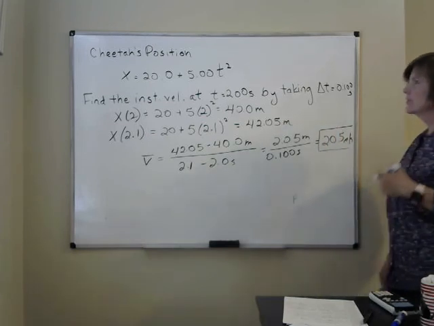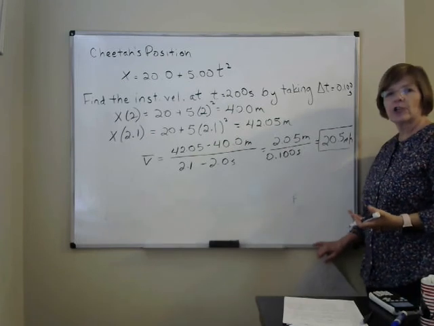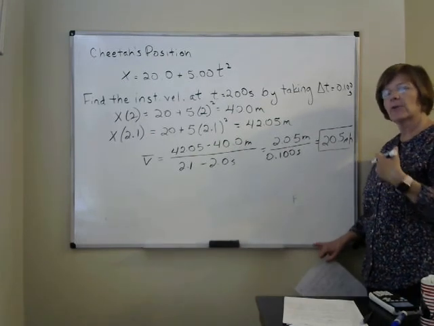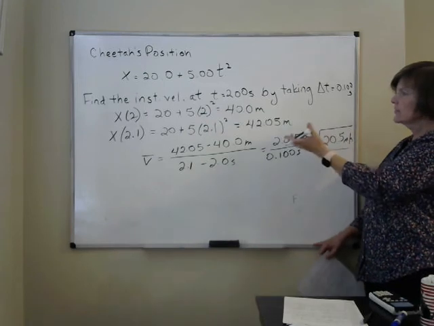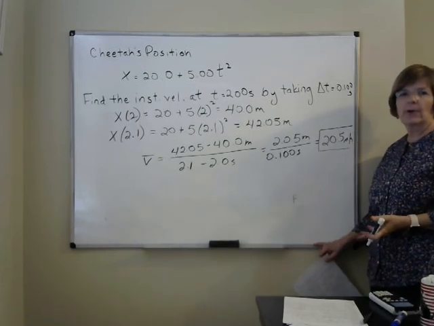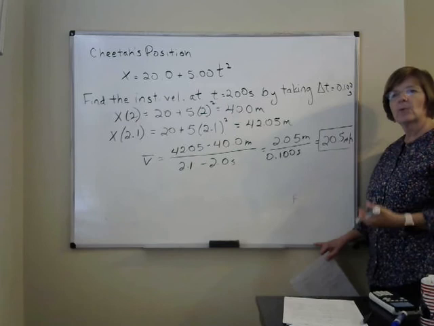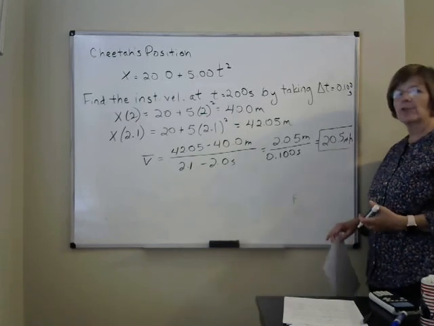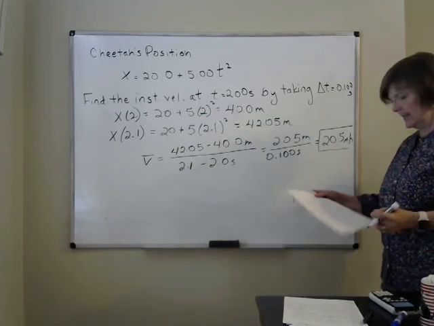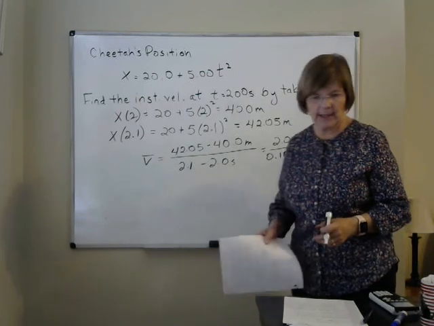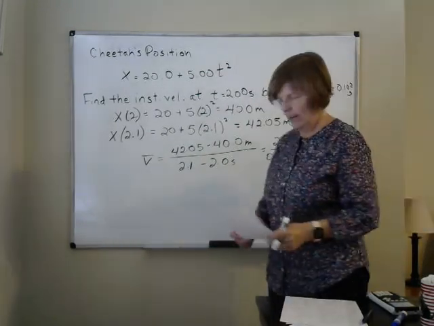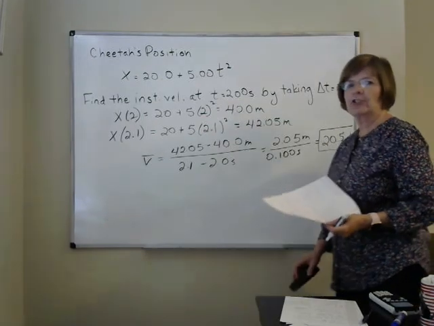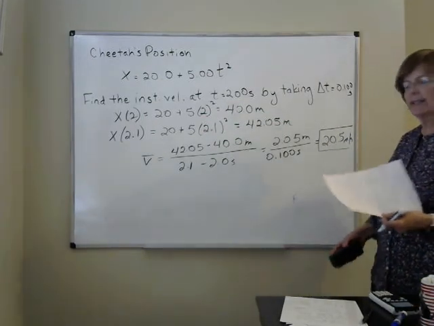Obviously, our cheetah's velocity is changing quite a bit. At 1 second, it was going about 10.5 meters per second. At 2 seconds, it's going roughly 20.5 meters per second. We see how we got that average velocity of 15 meters per second. We have a changing speed. All right, if I have a change in velocity, I have an acceleration.